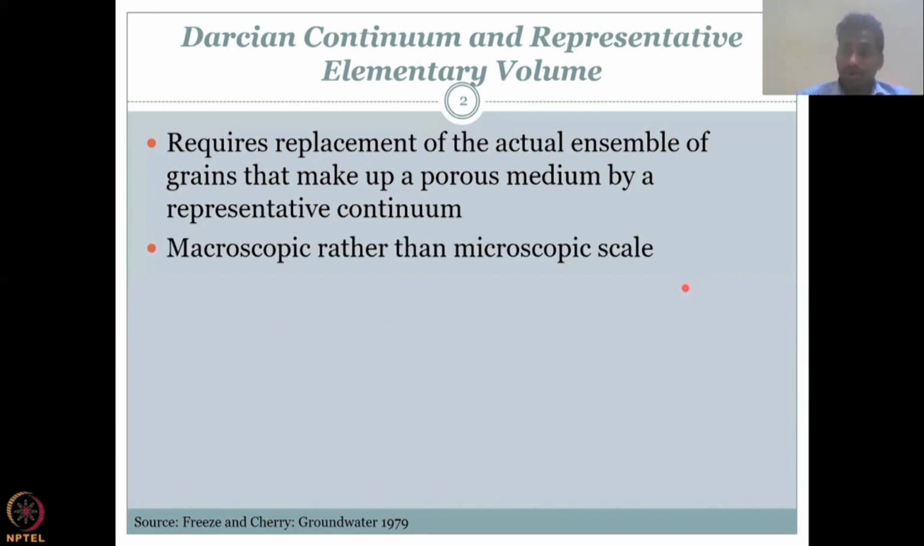The other very important assumption which is needed for Darcyan to work, along with the Darcyan continuum and representative elementary volume, is the macroscopic view rather than the microscopic scale. So if you look at a very, very microscopic scale of analysis of the soil, you see the pore spaces and the solid grains. But once you go to a macroscopic view, you don't see the individual pore spaces, but you see a continuum. And all these assumptions are intertwined into one, which is the macroscopic view.